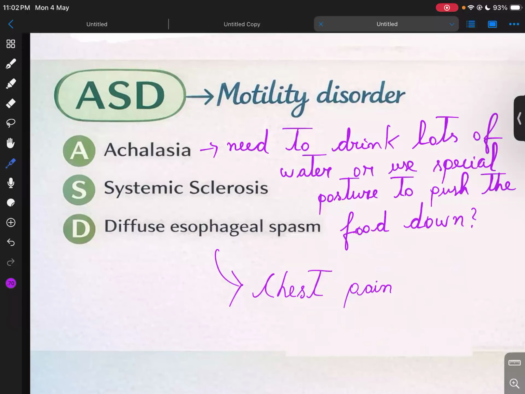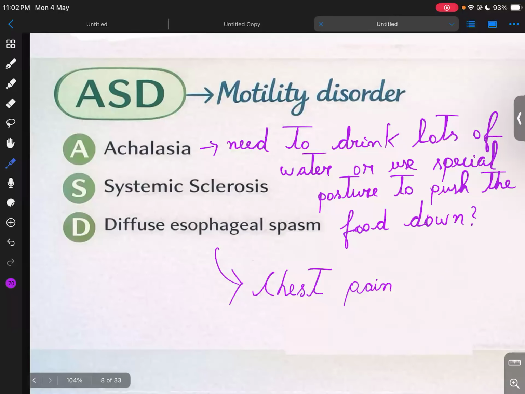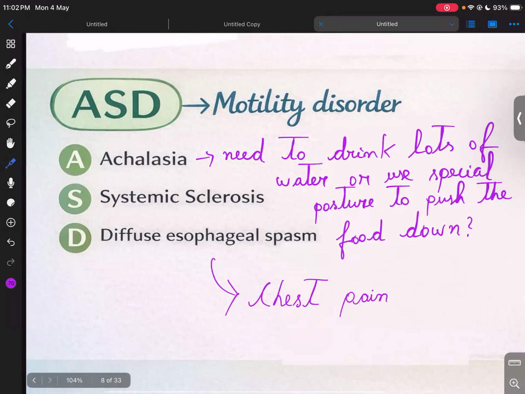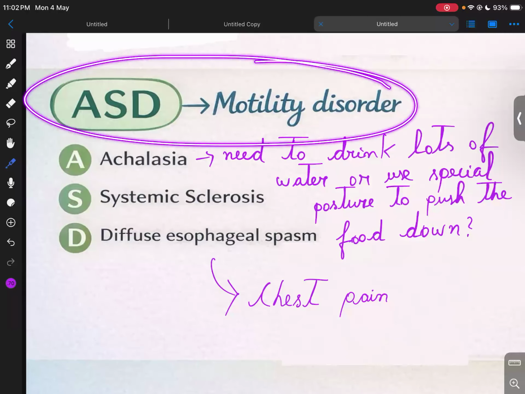So let's come back to the motility disorder. I think no sound came up till now. Am I audible right now, doctor? It sounds clear? Yes, sir. Okay. Pardon from my side as my device got hanged. So did you hear how to rule out diffuse esophageal spasm? Does anyone have any question regarding the differential diagnosis of motility disorder?